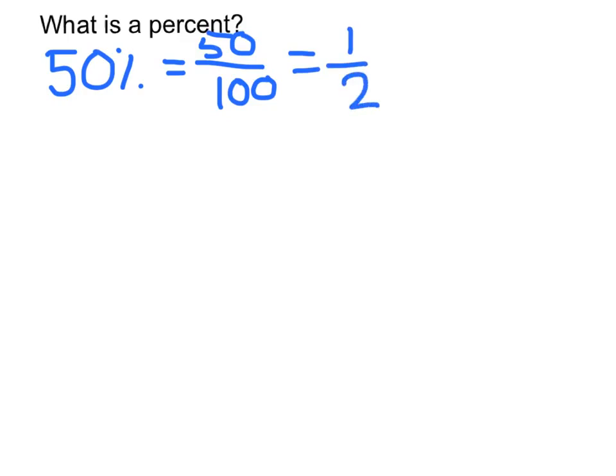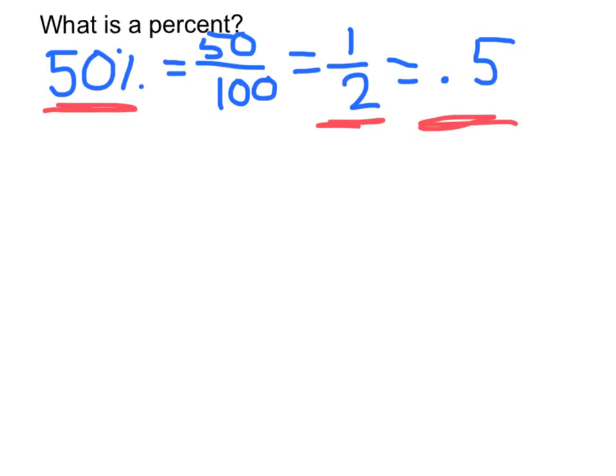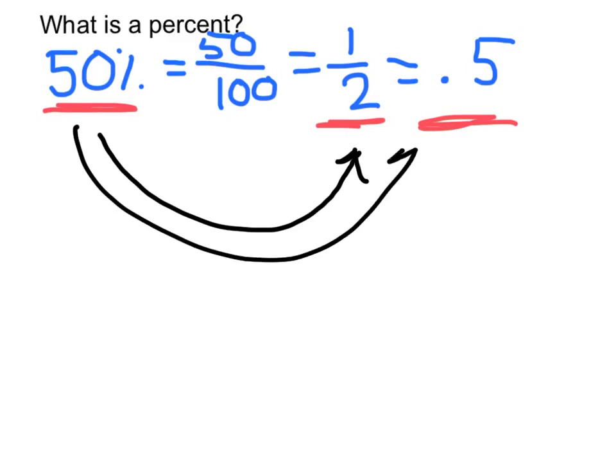Now we know that we can change a fraction into a decimal by dividing the numerator by the denominator. By doing so, we get 0.5. Now just from doing that, we have percents in three different forms: as the percent itself, as a fraction, and as a decimal. As we begin to do our problems, being able to change a percent to a fraction into a decimal will be crucial to helping us find an answer.